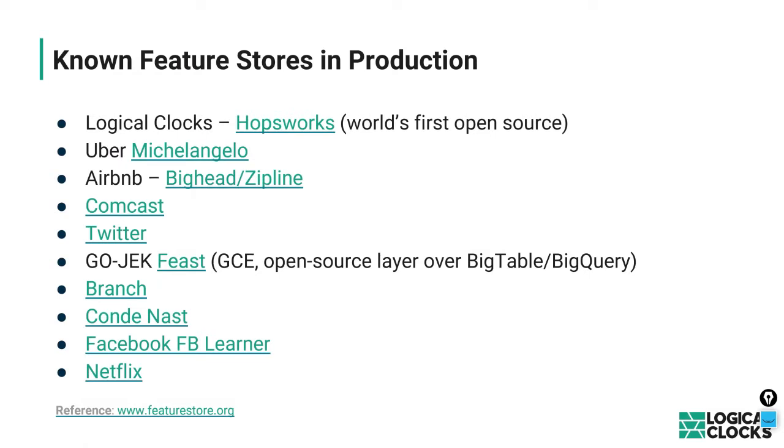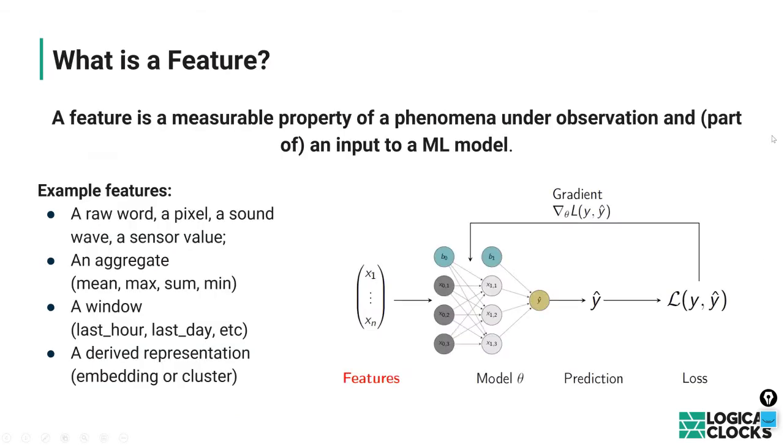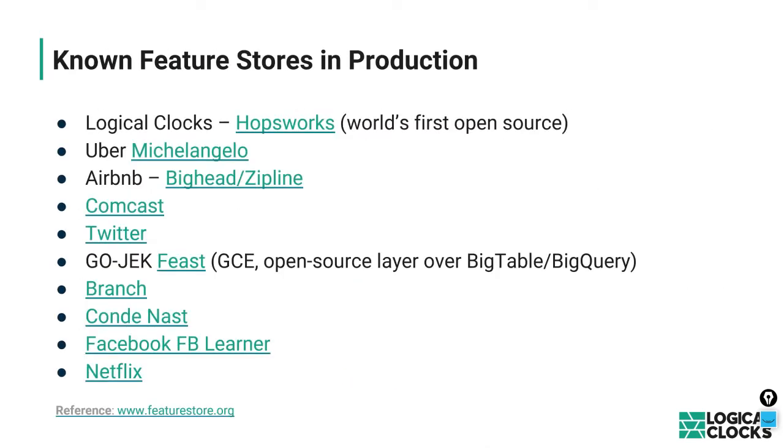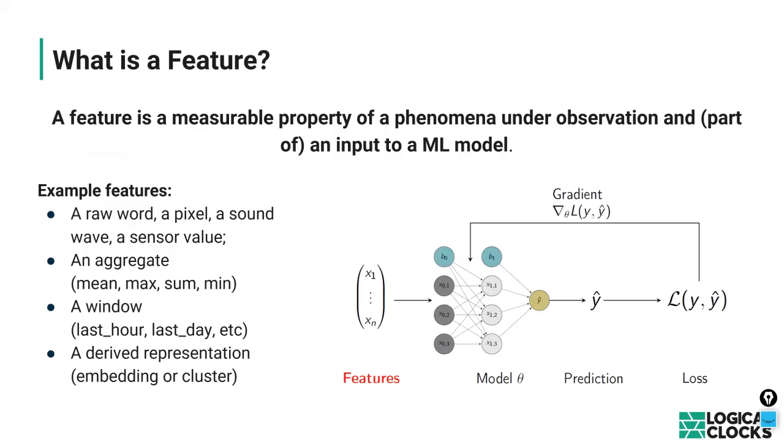So Hopsworks is the world's first fully open source feature store. It was released at the end of 2018. And it's now the only enterprise feature store that's out there and available. And it's also the only SaaS feature store, so software as a service. It's a managed platform on AWS. It's the only managed feature store service available in the market today. So there's a good reference here, featurestore.org, where you'll find a lot of videos and material about feature stores that are being used in production today.